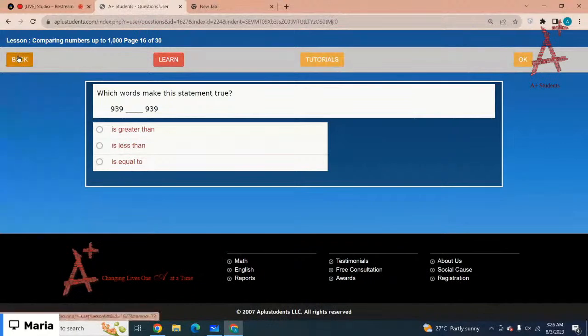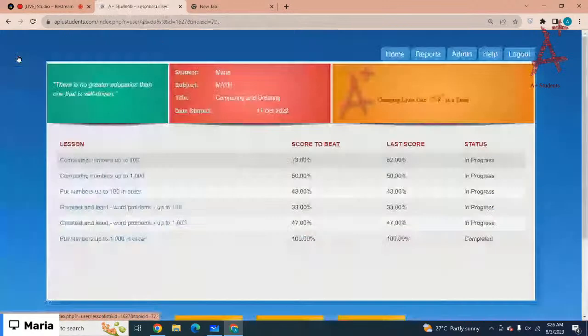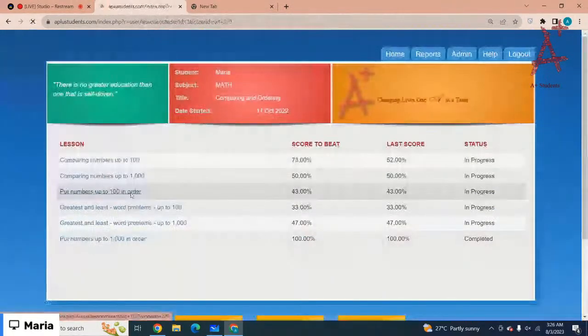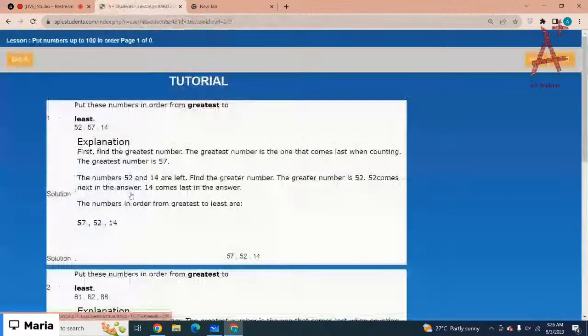Put numbers up to 100 in order. So now we're going to learn how we arrange the numbers. Put these numbers in order from greatest to least. The numbers are 52, 57, and 14. So first you have to find the greatest number, right? The greatest number is 57.